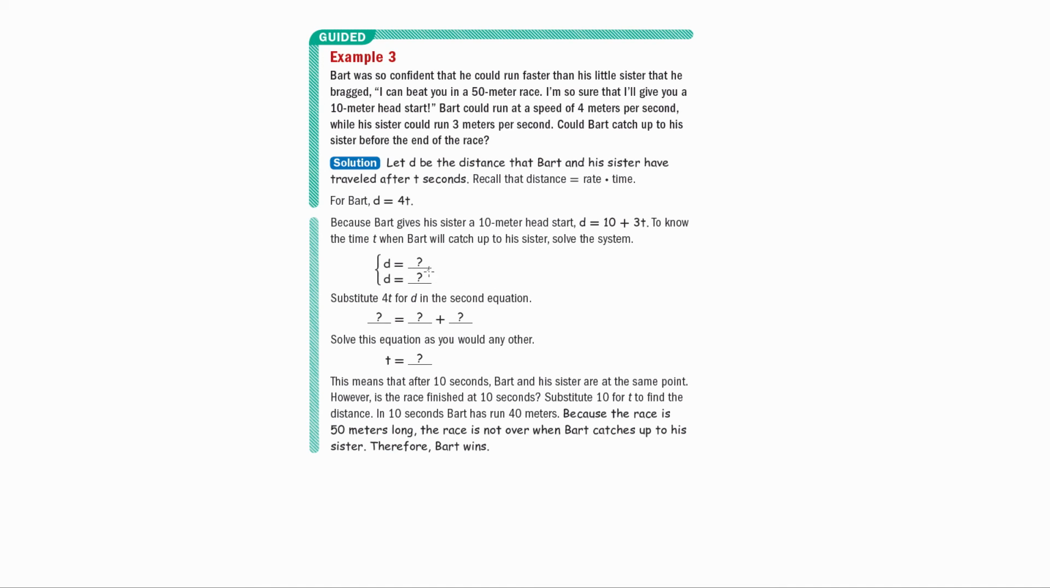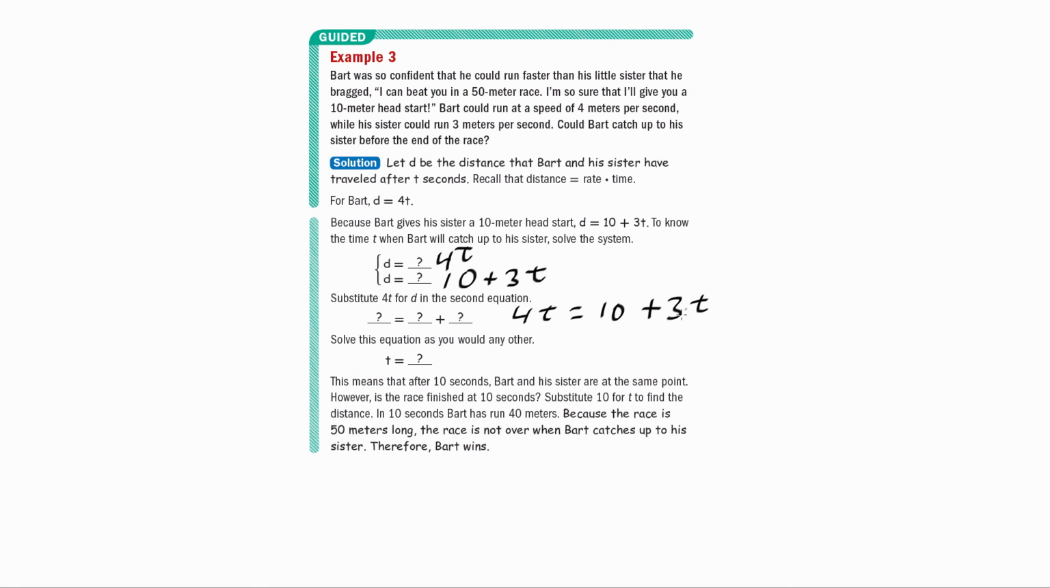To know the time when Bart will catch up to his sister, solve the system. So what system are we going to solve here? Well, we know that d equals 4t. That's our first equation. What's our second equation? d equals 10 plus 3t. The head start plus 3 times the sister's time. We're going to do our substitution. Substitute 4t for d in the second equation. So we get that 4t equals 10 plus 3t.